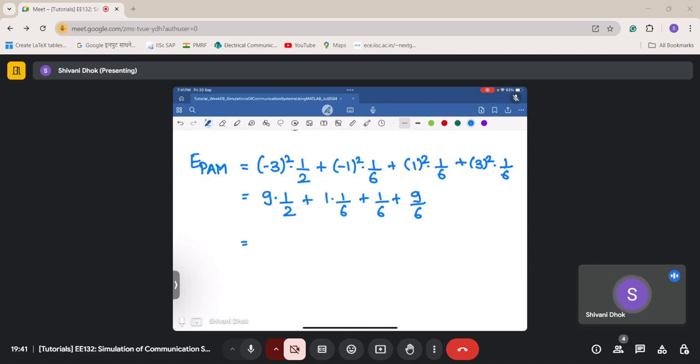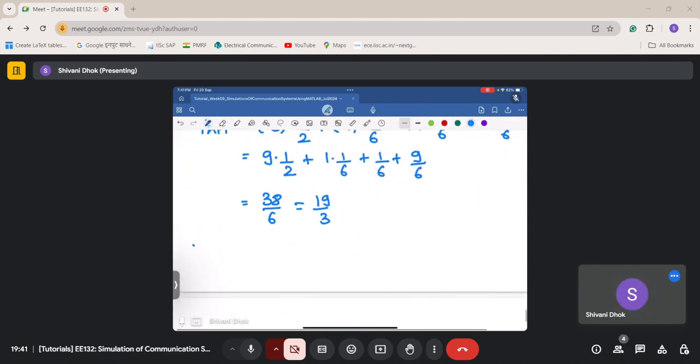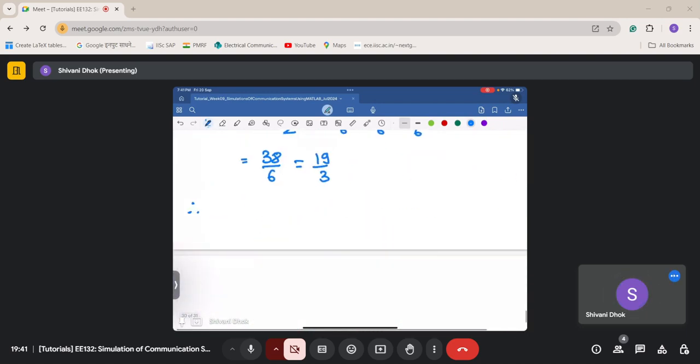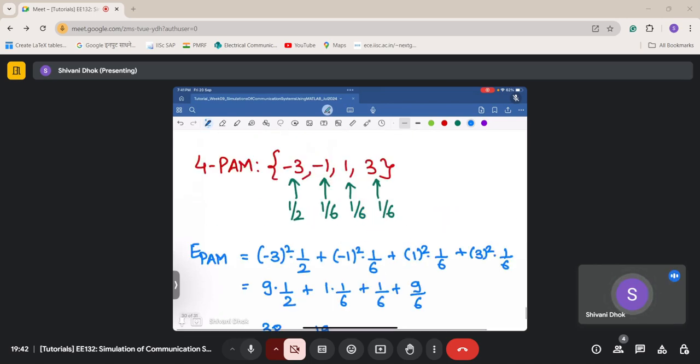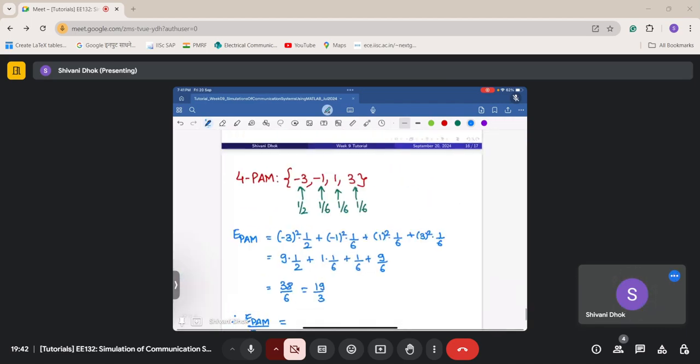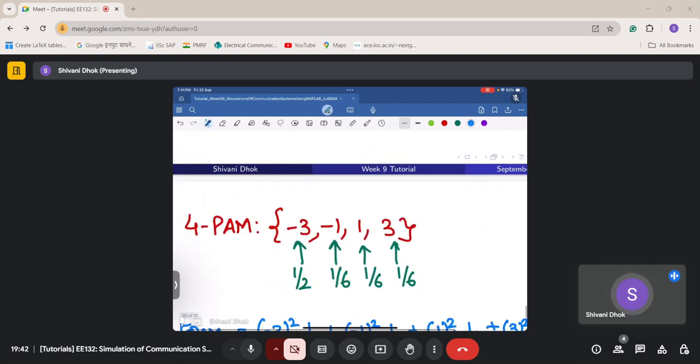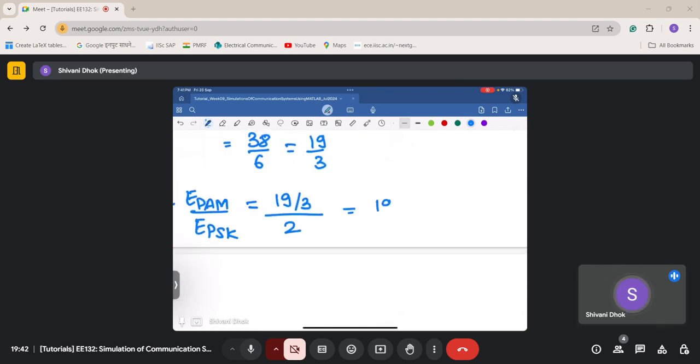So if we solve this, this comes out to be equal to 38 by 6. And if we simplify this, this comes out to be equal to 19 by 3, which is almost equal to 6.3333. Let us keep it like this for now. And therefore, what we wanted to find out was EPAM by EPSK. EPAM by EPSK is equal to EPAM is 19 by 3 and EPSK is 2. So this comes out to be equal to 19 by 6.